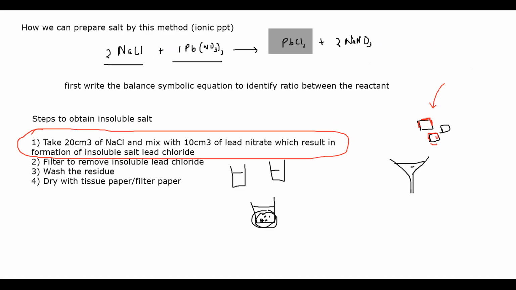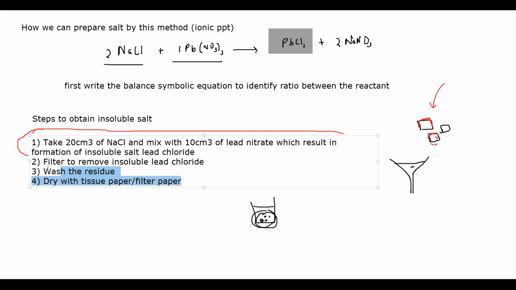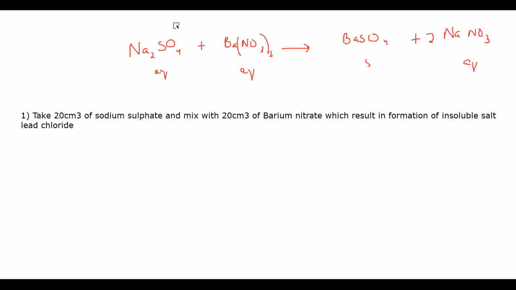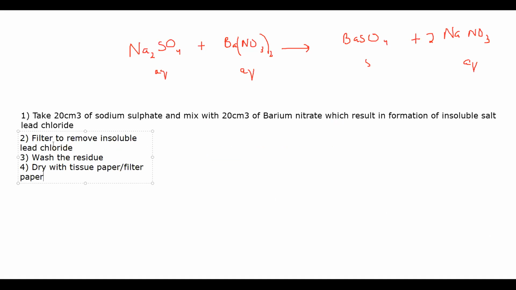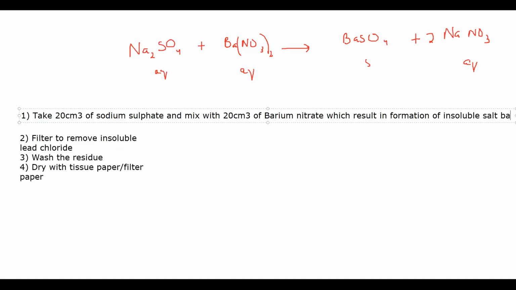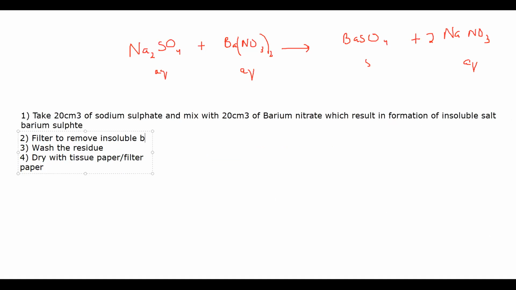What are the other steps? You can see we will filter to remove, and here the salt which we produce is barium sulfate. Filter to remove insoluble barium sulfate. And then wash the residue with distilled water and dry with the tissue paper.